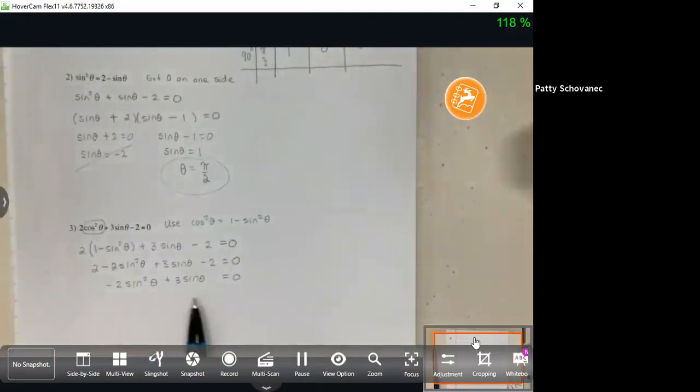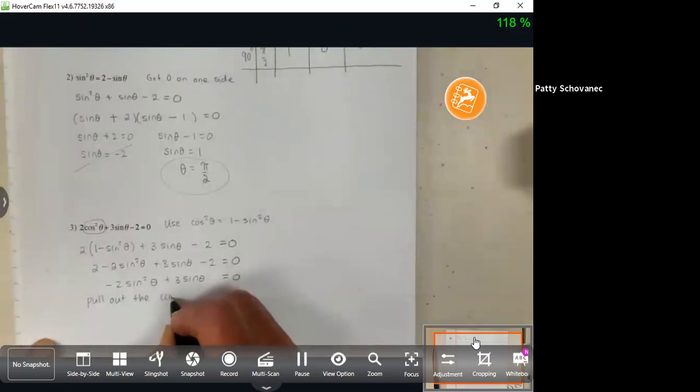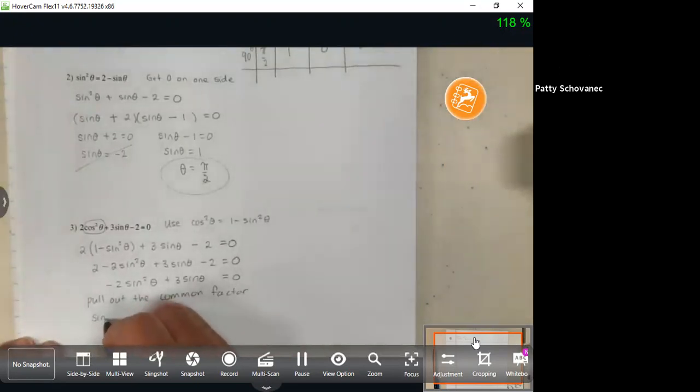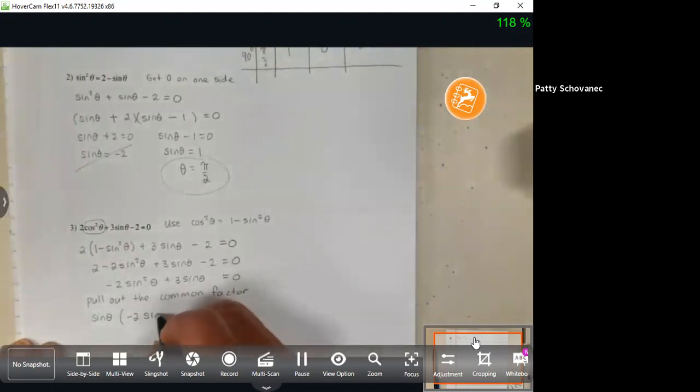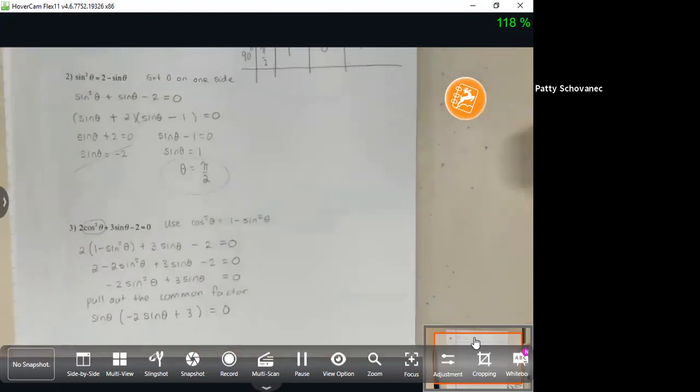So I've got 2 terms. Then my strategy is to pull out the greatest common factor. They both have a sine, so I'm going to pull out the common factor of sine. I take one of the sines out of here, I've got the -2 left, and I've got another sine right there. If I pull the sine out of here, I get +3 left. Factoring, pull out common factors, so that if I were to multiply this back out, I get that line back.